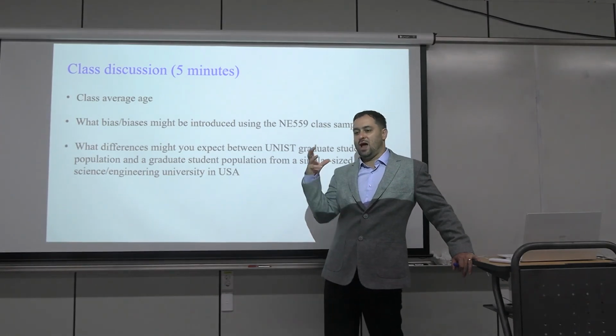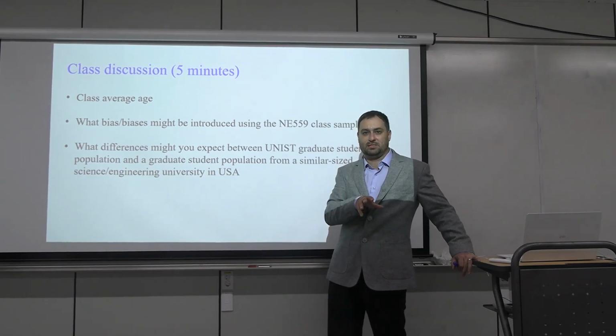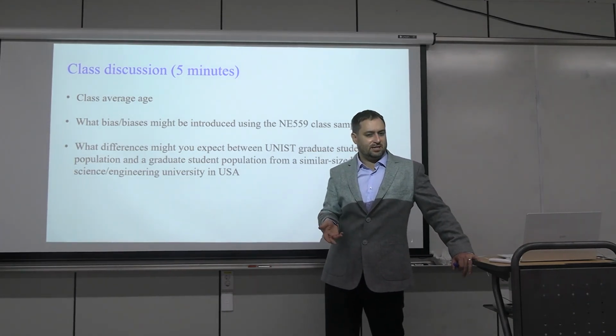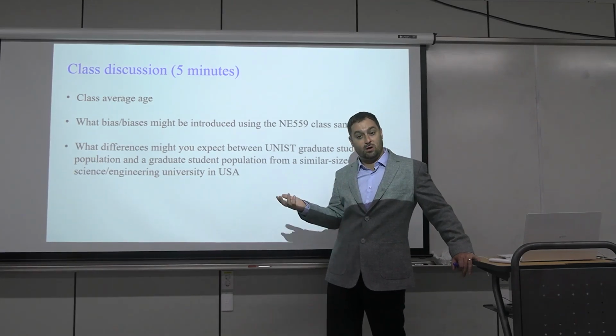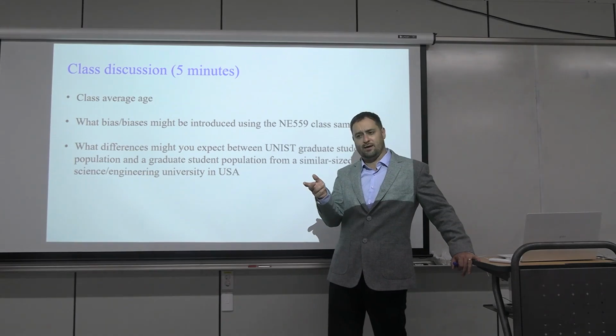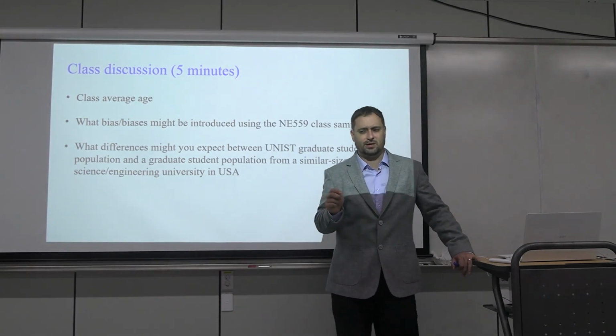When you have a subset, you should look at the individual characteristics. How well is that subset representative of the whole population? At UNIST, I don't know the percentage, but probably a large minority of graduate students are international students. I think we have about 7 or 8 international students currently in my course from at least three countries.